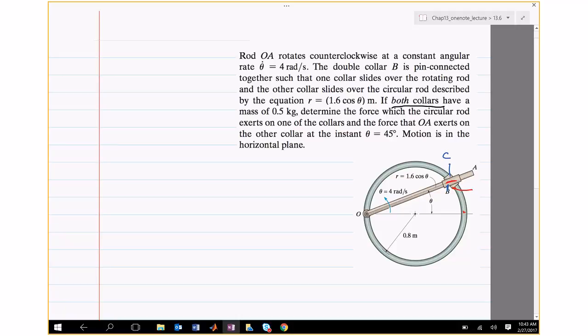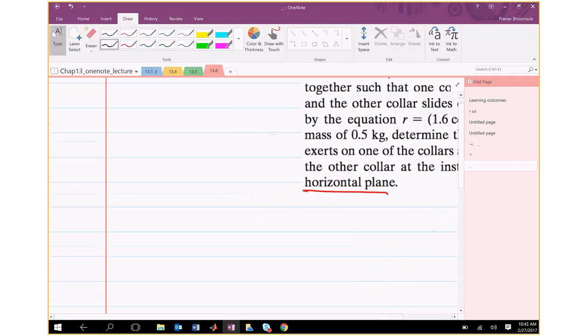So motion is in the horizontal plane. Thankfully this time they've said that there's no gravity acting, since gravity cannot influence motion in the horizontal plane. First of all, is it a kinetics problem? It is, because you're asked to find forces. What kind of coordinate frame would you use? Clearly cylindrical, because you're told r is a function of theta. Then we just have to draw the free body diagram.